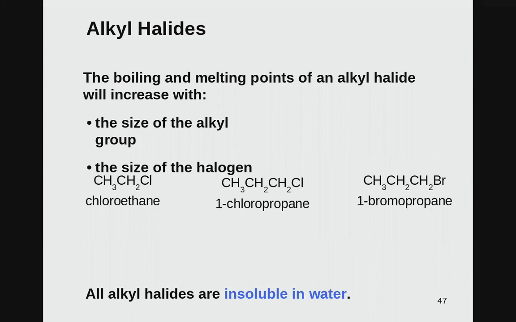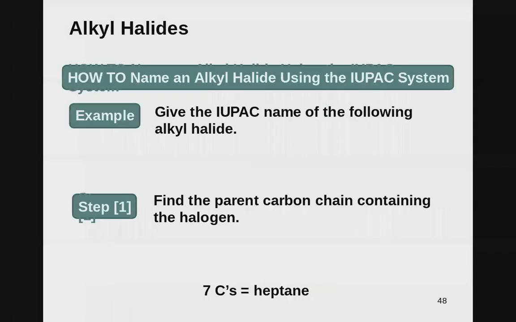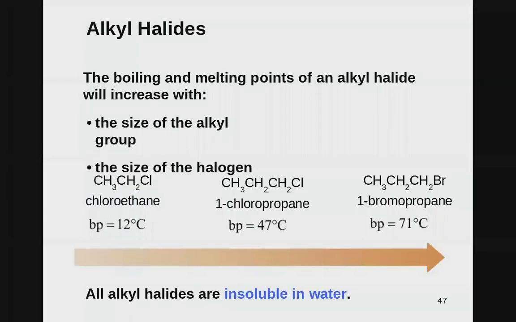You also notice that as we go from chlorine to bromine, so going to a bigger halogen, so we're going down the periodic table in this case, so the molecules are getting bigger, that also increases the boiling point. I thought I had another one here to show you how it relates to just hydrocarbons and alcohols, but I guess I cut that slide.